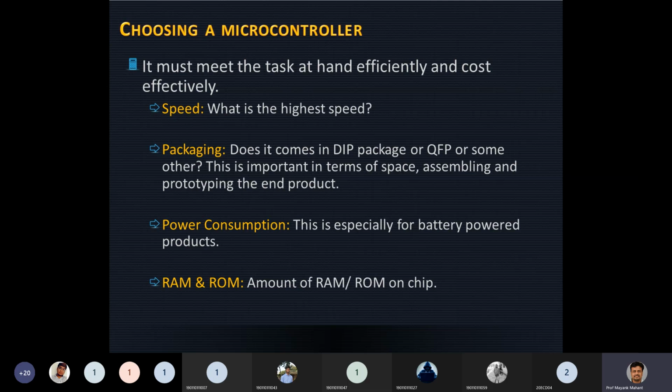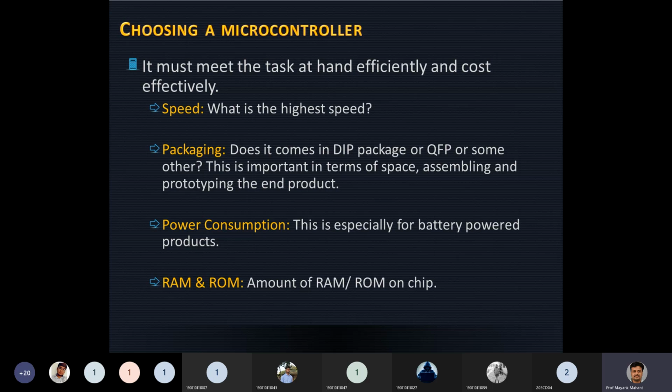First is the speed. What is the highest speed a microcontroller supports? That depends on what crystal you are going to use. But the microcontroller datasheet will provide the maximum size of crystal that can be connected with this microcontroller, and what maximum frequency this microcontroller will support for operation.